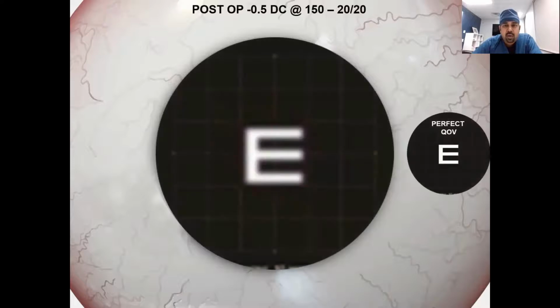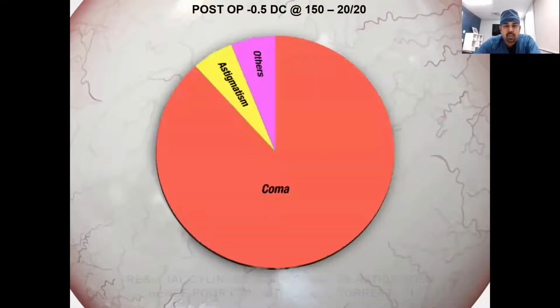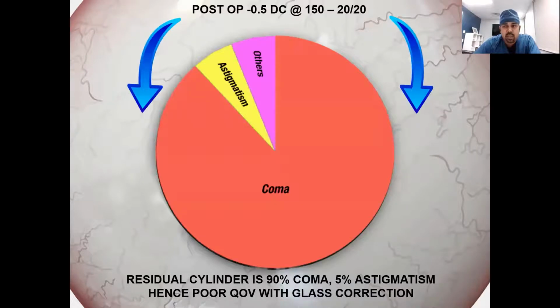What would happen is that the amount of cylinder you have at the end of the treatment is minimal, say 0.5 diopter, but the outcome is blurry because the patient has aberrations in his cornea. If you look at the actual component of this 0.5 diopter of cylinder, it is predominantly coma which is left in his cornea. So the residual cylinder is predominantly coma, so the patient will definitely have a blurry image.